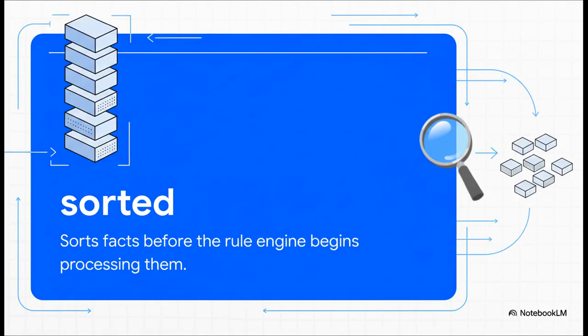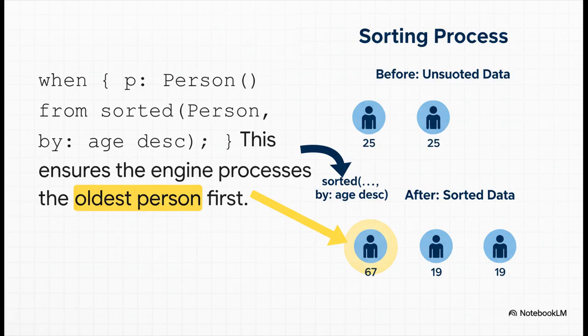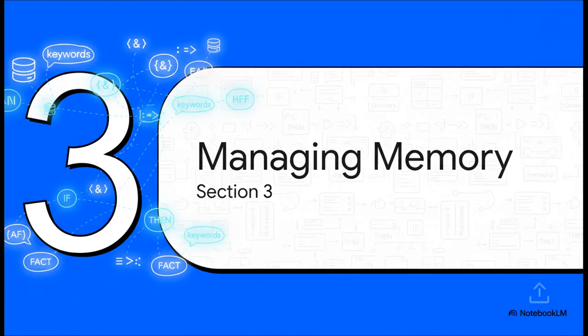But what if the order of your data is what matters? The sorted keyword gives you total control over that. Before the engine even starts looking at conditions, you can tell it to sort all the incoming facts, say a list of customers, based on whatever attribute you want. And check out the syntax here. Inside the when clause, we're not just grabbing any person object. We're specifically pulling from a collection that has been sorted by age, in descending order. This guarantees we process the oldest person first, which is absolutely critical for things like seniors first discounts or priority handling. Awesome. So we can structure our rules and control their flow. Now, let's zoom in on the data itself.